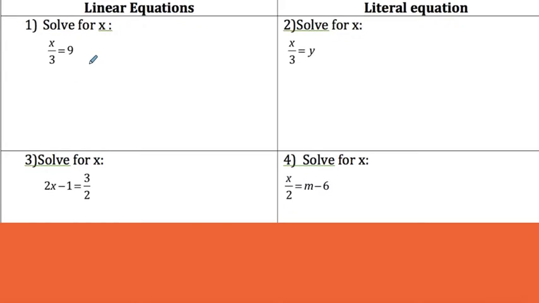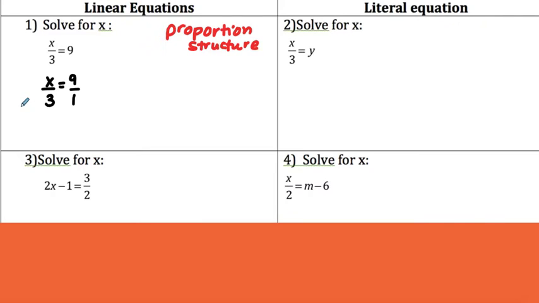And sometimes that looks funny to us. So what I like to say is, because I have a fraction equaling a number, let's get that into what I call proportion structure. Proportion structure is just a way to make it so that you see it a little bit clearer. So I would rewrite this as x over 3 equals 9 over 1. So now I actually have a proportion, or it's clear that I have a proportion.